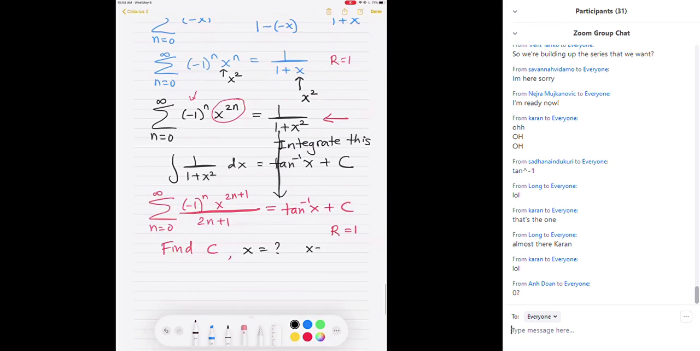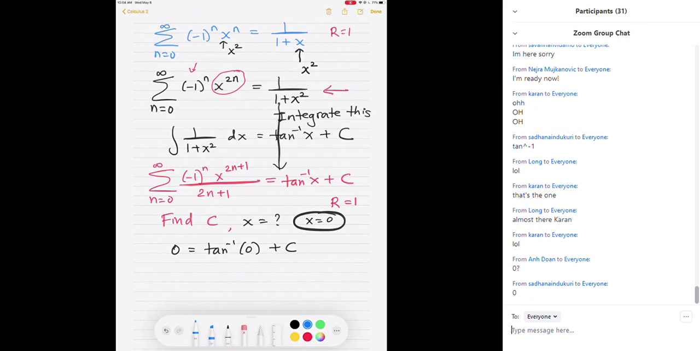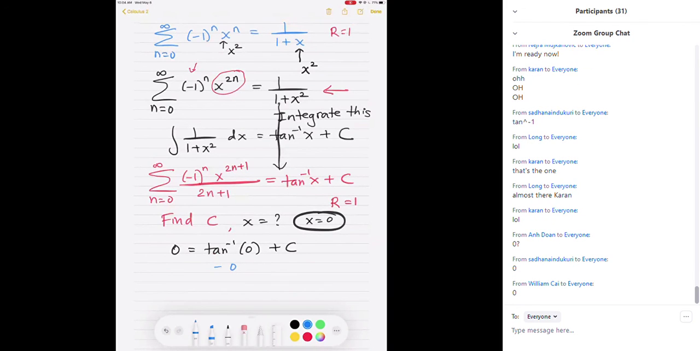So x equals 0 then? If I put x equals 0 on both sides, then what do we have? We have 0 equals tan inverse of 0 plus c. What is tan inverse of 0? So I heard some calculator clicks. That is exactly what I would do. Yes, it's 0. And so c is 0.